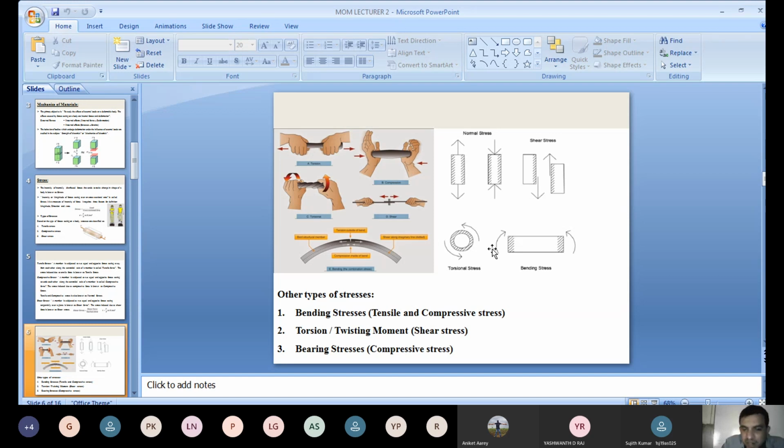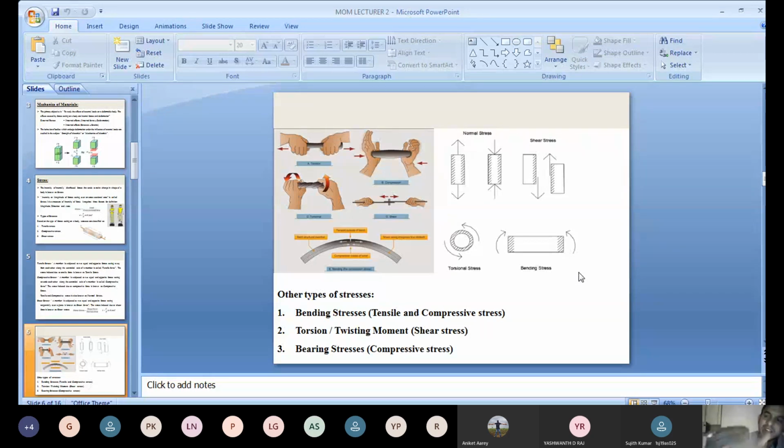Another important one is bending stress. What is bending stress? Suppose you see this component, which is applied with an external moment. Now what happens to this body? It undergoes bending, right? Yes or no? Are you seeing this component, what I am showing here? Now it is subject to bending.